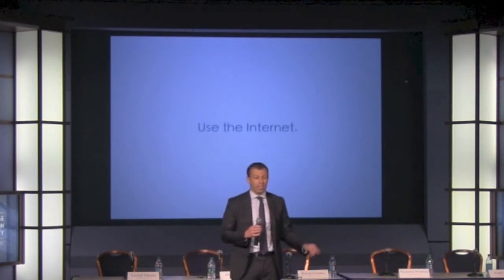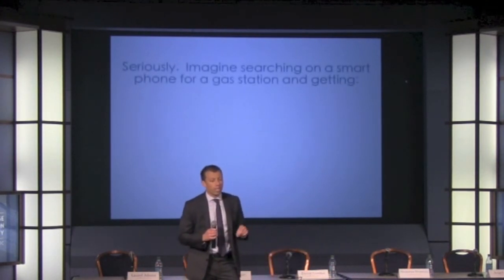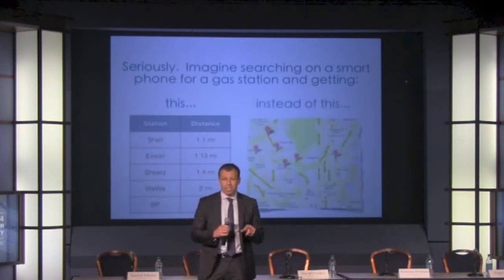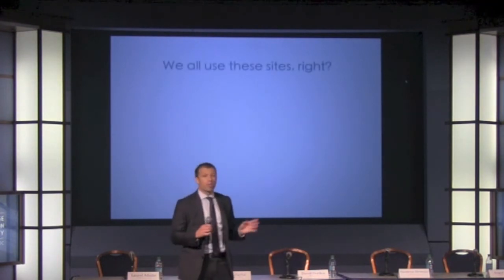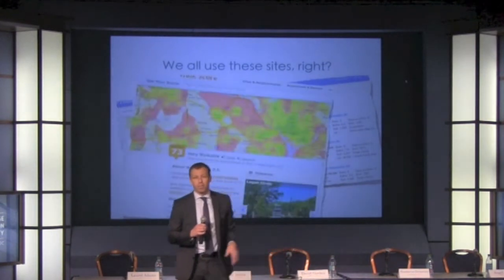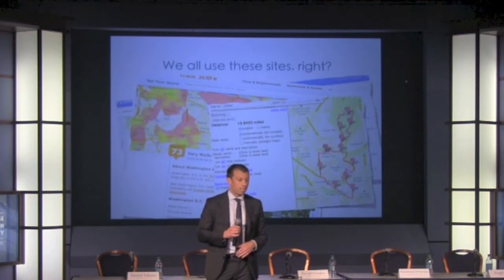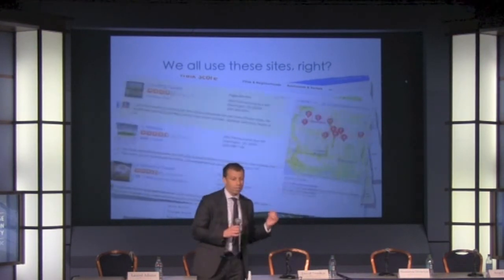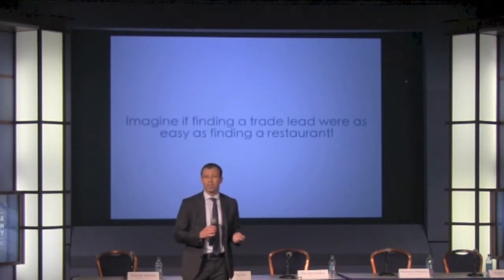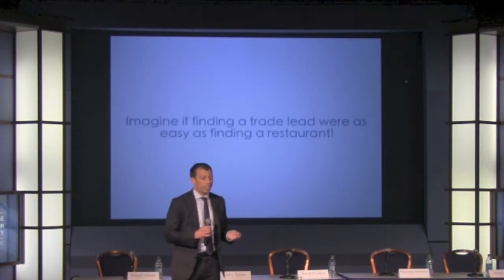Let's think to the internet, right? Imagine that you were looking for gas on your smartphone and you got a list of gas stations instead of a map. Which one of those two things is more useful? Right? We all use mapping technology all the time. Zillow, if I want to depress myself about how expensive houses are in Washington. Walkability, if I want to see what neighborhoods to live in. Map my run to see where I went last weekend. Or Yelp to find a restaurant. Right? What if finding a trade lead were as easy as finding a restaurant? That's what we're trying to do.